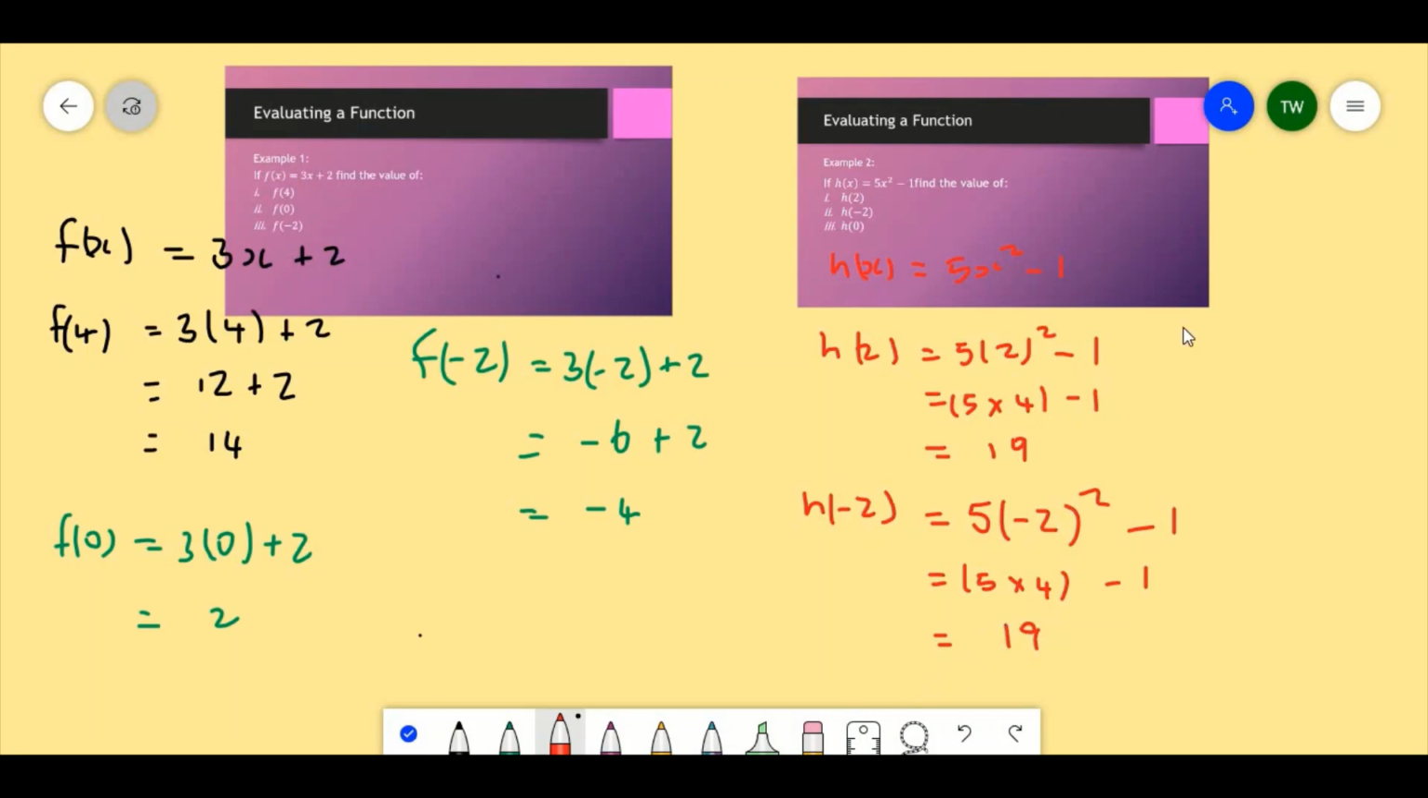Now, let's say we want to find h of 0. So h of 0 is going to equal 5. Substitute 0 for x. So it's going to be 0 all squared, minus 1. And 5 times 0 all squared, all of that is a 0. So therefore, h of 0 is just equal to negative 1.